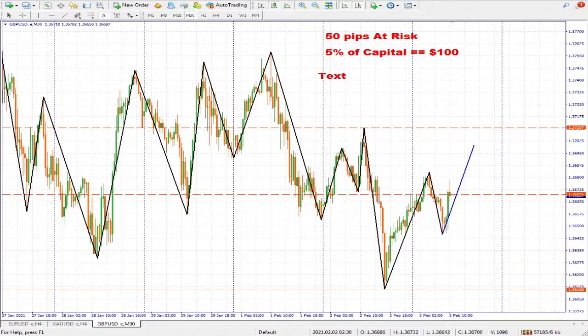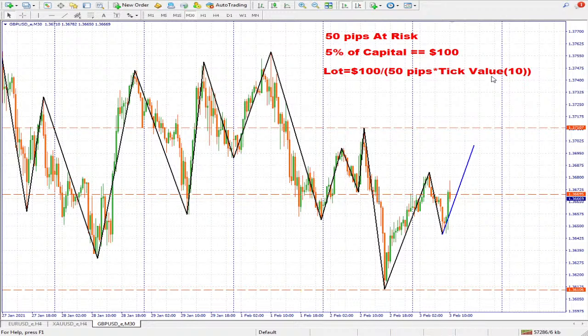So tick value is different for every symbol. There are different tick values. Some pairs the tick value is 50, some pairs the tick value is 10, some pairs the tick value is 2. So depending on the currency you're trading, you need to know the tick value for that currency. Like in my case here, GBP, the tick value is 10. So we'll divide 100, the amount we expect to risk, by 50 pips times tick value. When you do that, you'll get the correct lot size.